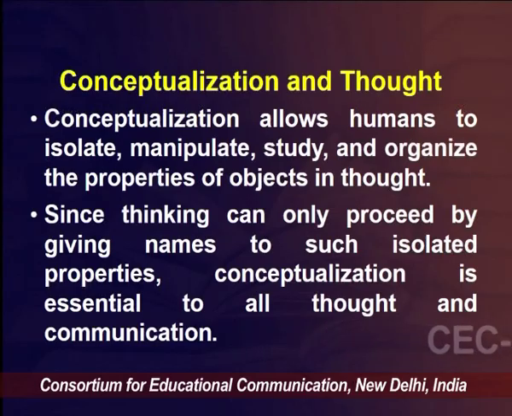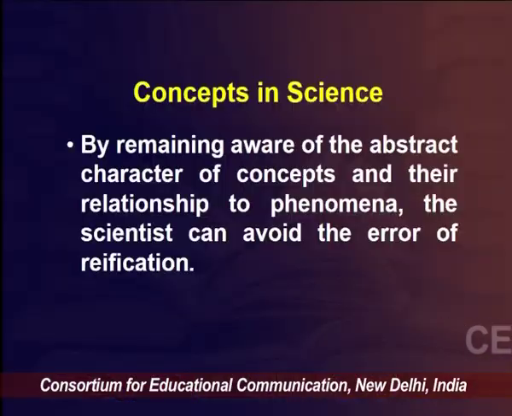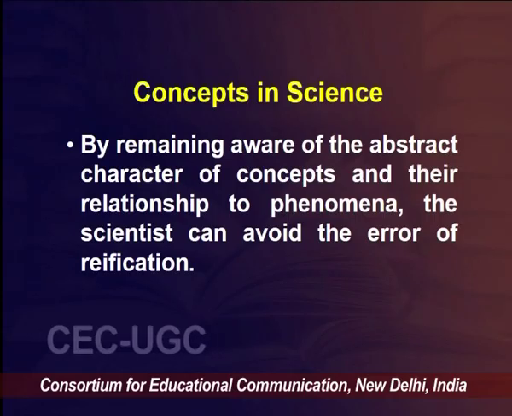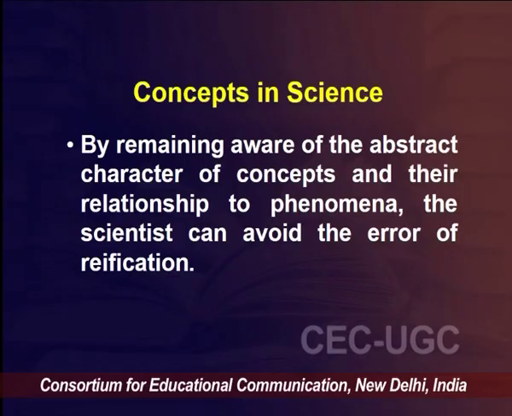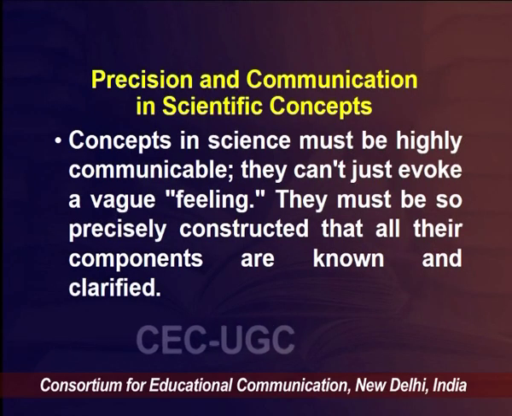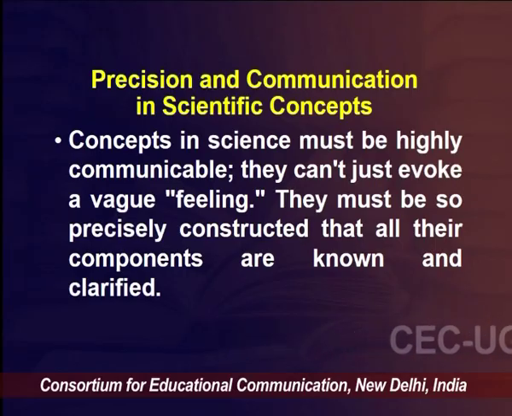So, when we have understood the process of conceptualization, next we need to understand how concepts are considered significant in science. So, we have understood that concepts are the foundation of all human thought, but science requires greater precision in communication. Therefore, the process of conceptualization must be much more consciously a part of science than it is in common sense. By remaining aware of the abstract character of concepts and the relationship to phenomena, the scientist can avoid the error of reification. So, what is very crucial for social research in the process of adding to the body of theory is precision and communication.